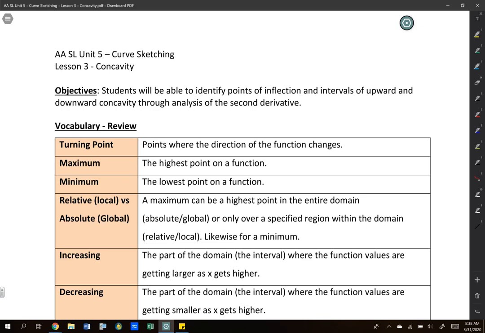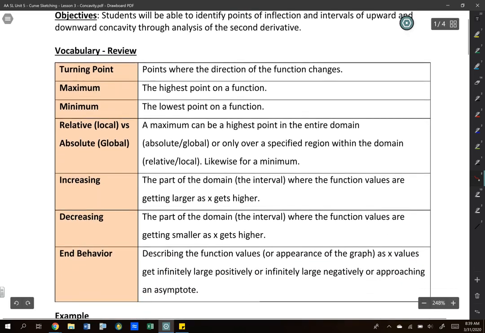All right, so in today's lesson, we're going to be looking at lesson 3, concavity, which we talked about a little bit in lesson 2 when we looked at points of inflection, and we noticed that, at some point on some of the graphs we looked at, the concavity changed from a downward concavity to an upward concavity. At the top of the notes here, I have some vocabulary review just to remind you.